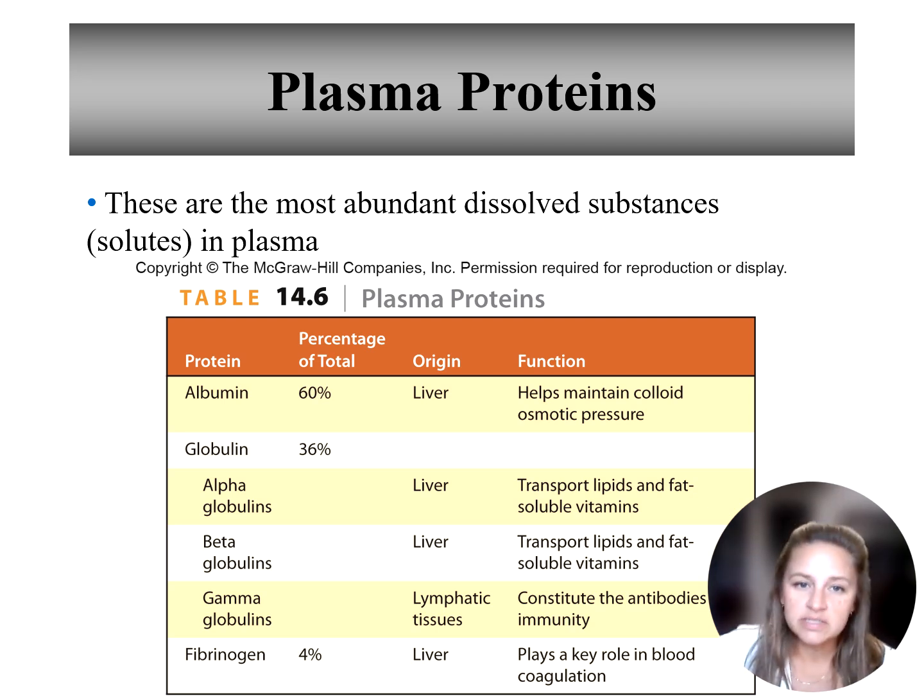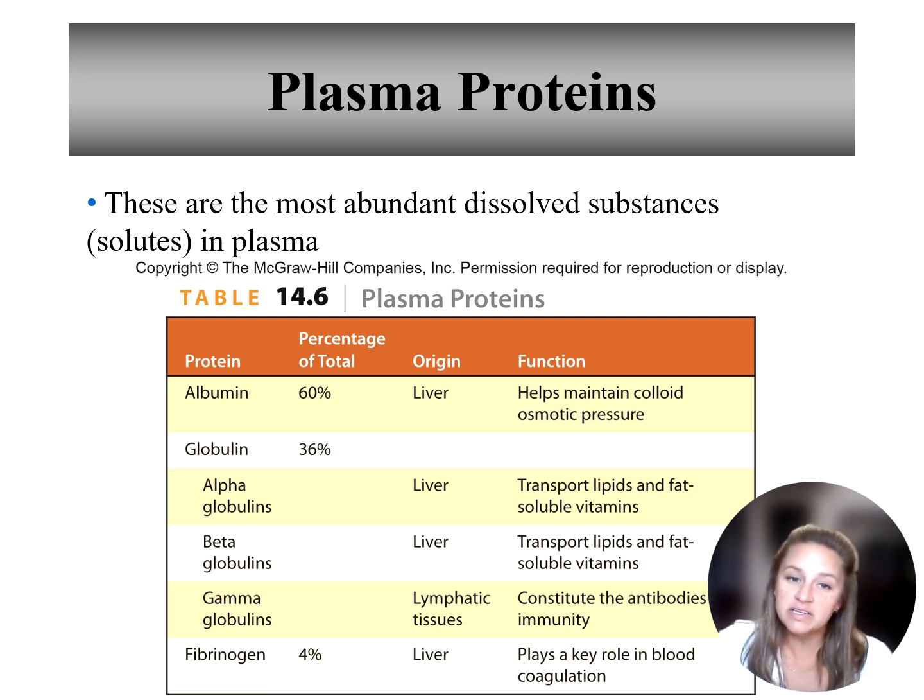So these are the most abundant dissolved substances. We call these solutes. Remember, in a solution, we have a solvent, and in this case, the solvent is water, and the solute is what's dissolved in the water. So these are the most abundantly found solutes in the plasma. So we have albumin. This helps maintain osmotic pressure. We'll talk about this more later.